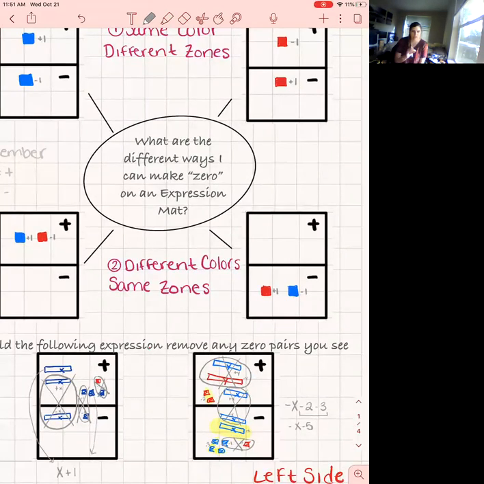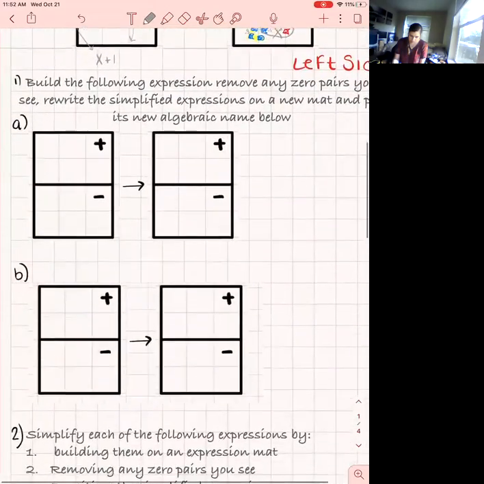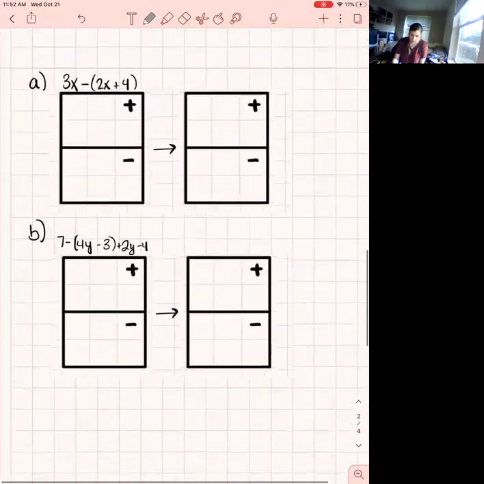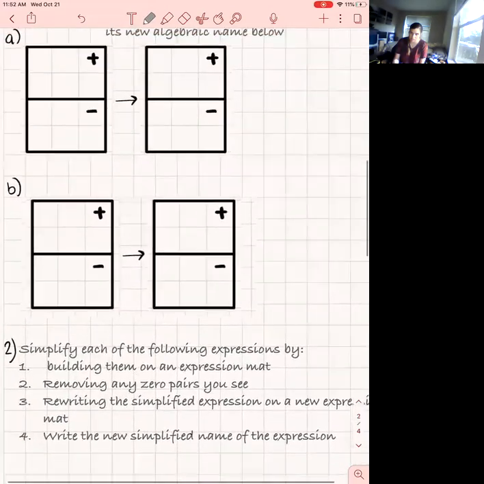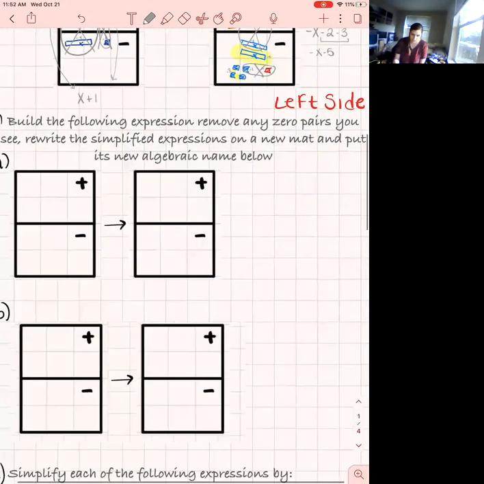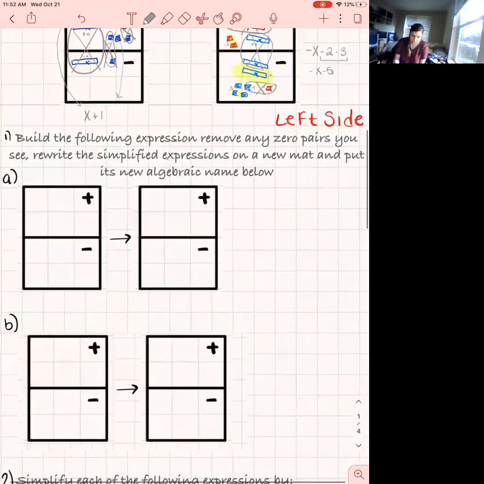And now we're going to move on to your left side. So this is the you practice, and then I will go over. So left side, you're going to draw 4 of these. So just keep that in mind spacing wise. So here's your first one. Make sure you copy it all down. It says build the following expression, remove any 0 pairs you see, rewrite simplified expressions on the new mat, and put its new algebraic name below.